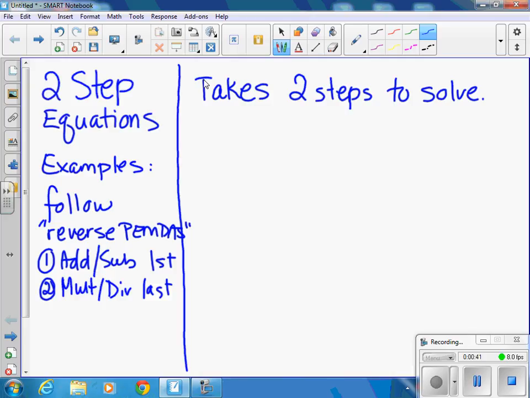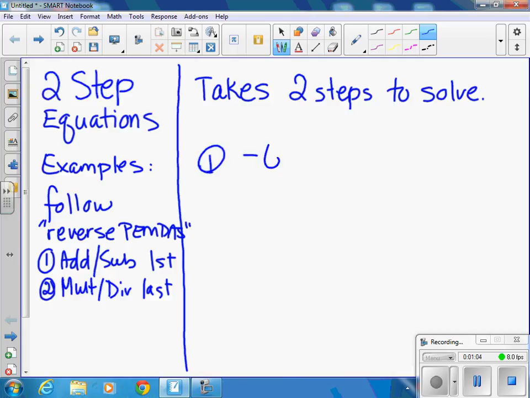So one of the things to think about in our examples here is we're going to do the reverse of PEMDAS, which is our please excuse my dear Aunt Sally. So we're doing the reverse or the opposite of it. Instead of doing the multiplication division first, we're actually going to do it last. So we start with the adding and subtracting first. And let's take a look at why this works, or how this works, by doing our first example here.